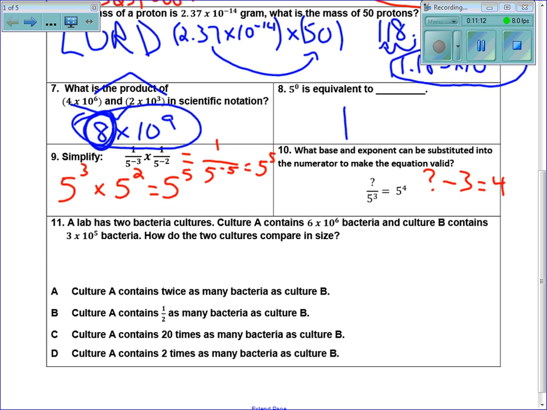Add 3 to both sides. I know that that missing number is a 7. So the answer is 5 to the 7th power. So I really suggest writing down these separate equations on the side with the exponents.